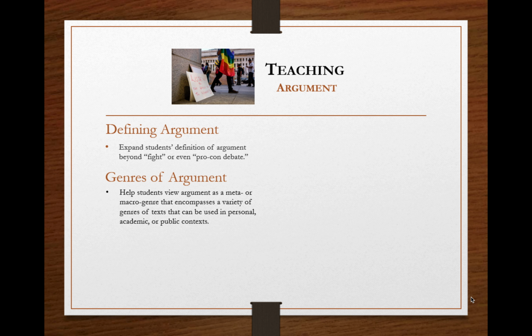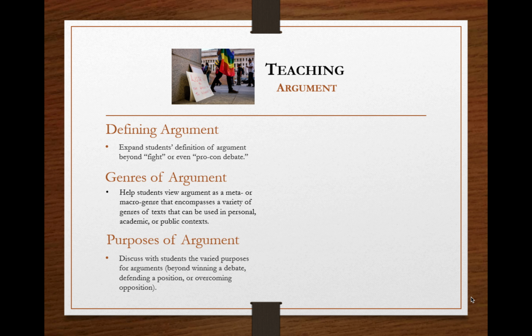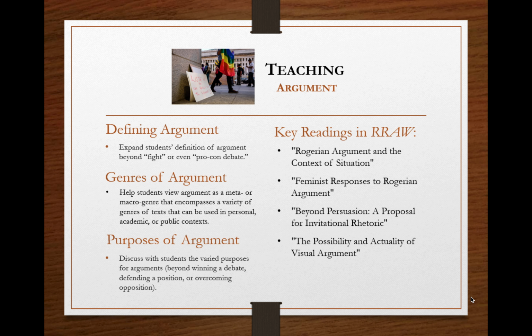Rather than assume arguments are solely or even typically just academic research papers written for school, we help them see argument playing a role in many kinds of texts produced in varied contexts. And third, we work to expand students' understanding of the purpose of argument. Typically, students assume the purpose is to win or defeat an opponent. Instead, we work to demonstrate the many purposes of argument, including objectives like understanding alternative perspectives, solving problems, and supporting inferences. Below is a list of some of the key readings from Raw that help engage students in this work.